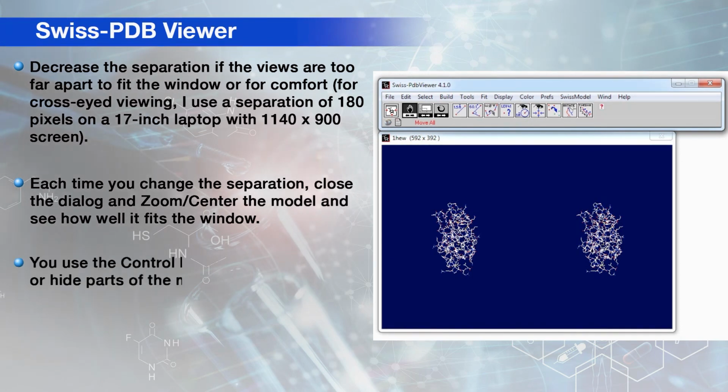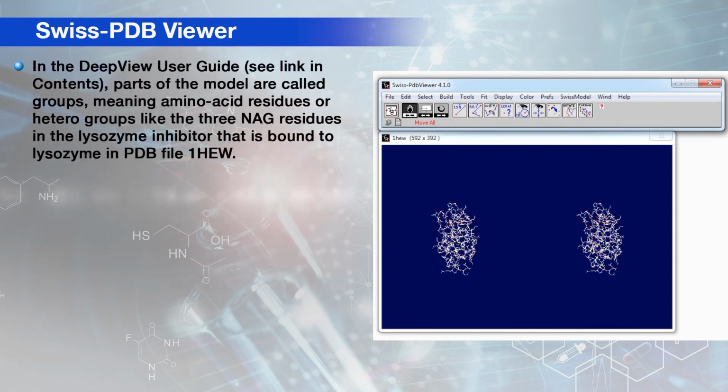You use the control panel to select, display or hide parts of the model. In the Deep View user guide, see link in contents, parts of the model are called groups, meaning amino acid residues or heterogroups like the 3 NAG residues in the lysozyme inhibitor that is bound to lysozyme in PDB file 1HEW.